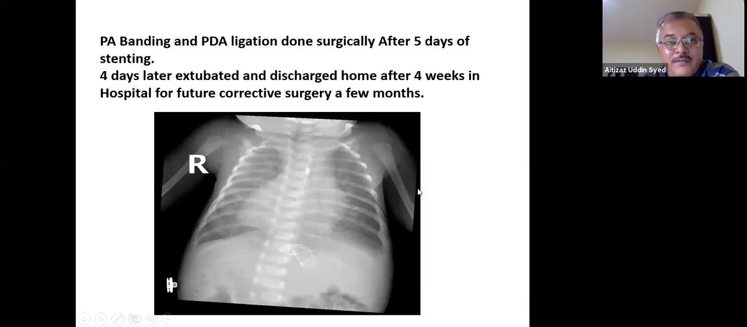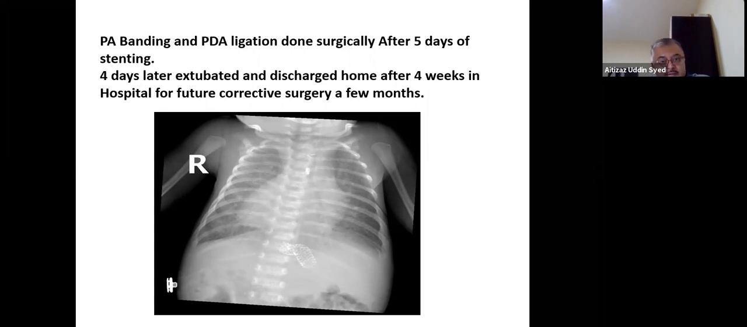So 5 days after stenting, we took him for a PA band and PDA ligation. And after the surgical procedure, there's some clip here where we did the PDA ligation and PA banding. And if you focus, you can see this big stent there in the infradiaphragmatic portion.